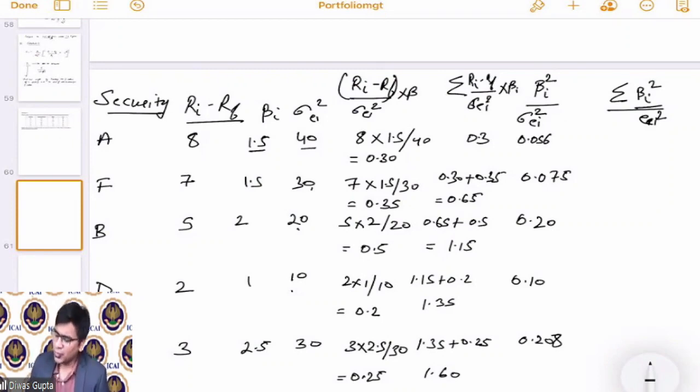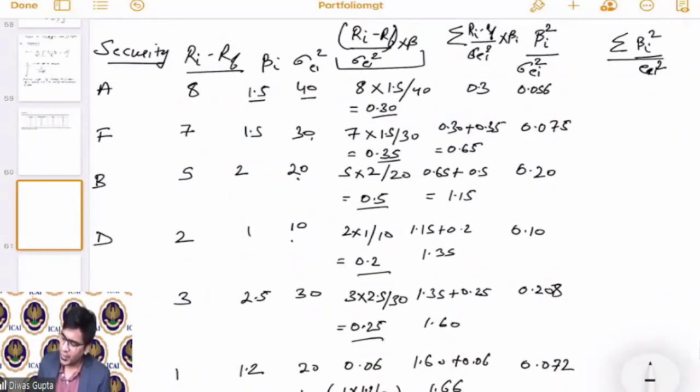So what we are doing here is, first of all, we have to calculate this value 0.30, 0.35, 0.5 for the respective security. Correct? And then in the next column we are doing the summation of all the securities above and including that security. Hence, to explain it step by step, I have put it in different columns.